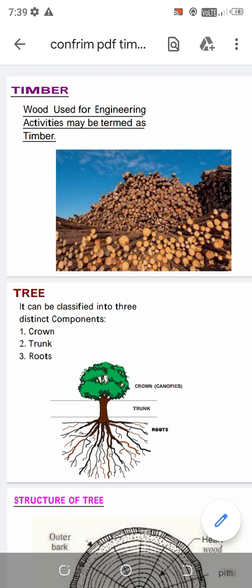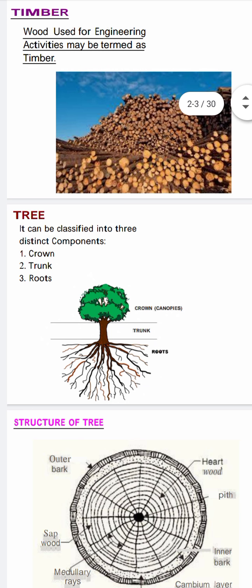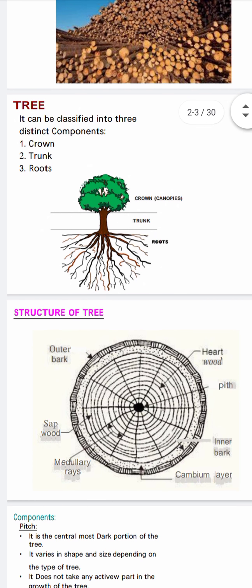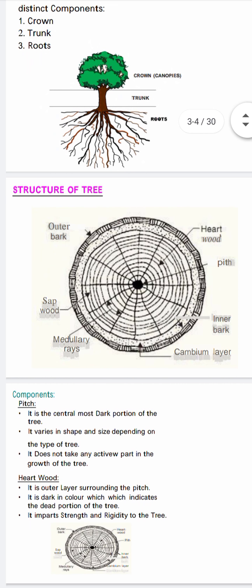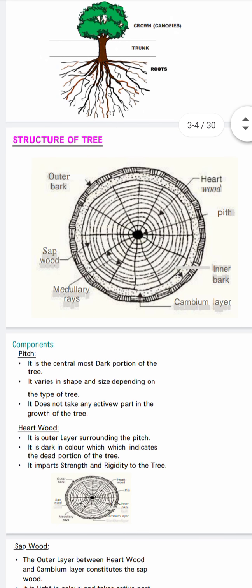A tree can be classified into three distinct components: crown, trunk, and roots. This is the picture of a tree. Structure of a tree: heartwood, pith, inner bark, cambium layer, outer bark, sapwood, medullary rays.